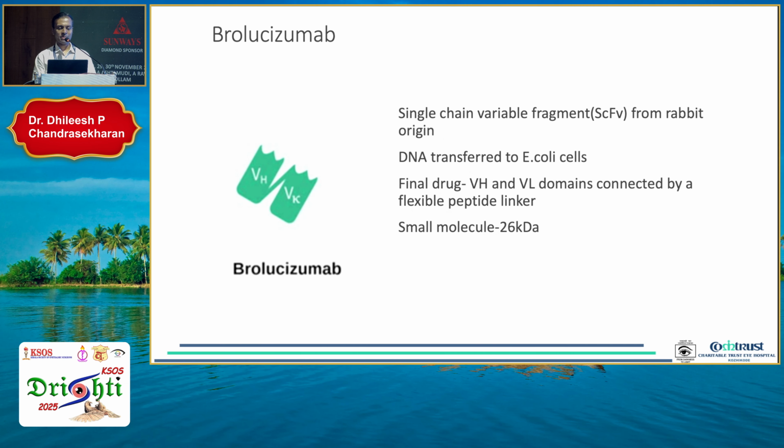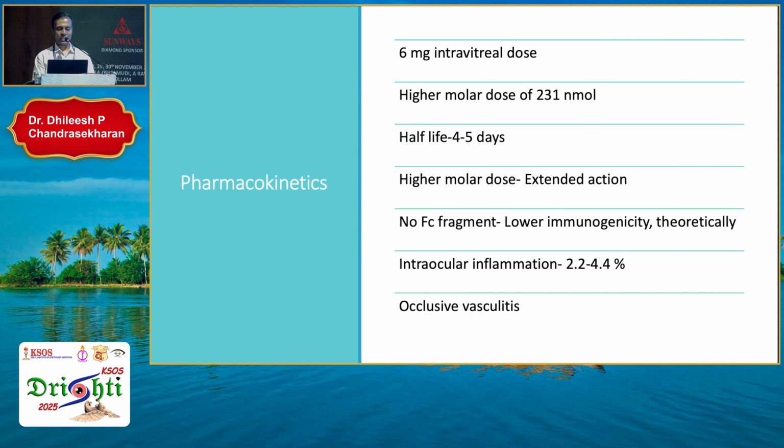And brolucizumab, as it is a smaller molecule, has a single chain variable fragment as the only thing present here. Only the variable light chain and heavy chain are linked with a peptide linker. And it's a very small molecule of 26 kilodaltons, and as a result it has a very high molar dose of 231 nanomoles. The half-life is not that long, but because of the higher molar dose it stays in the eye much longer, and it also has greater tissue penetration due to the smaller molecule.